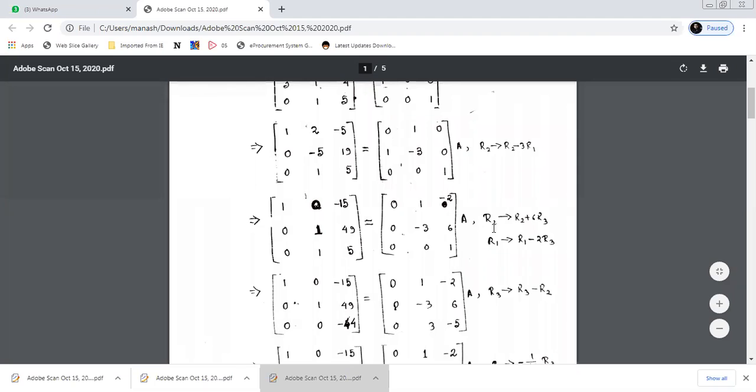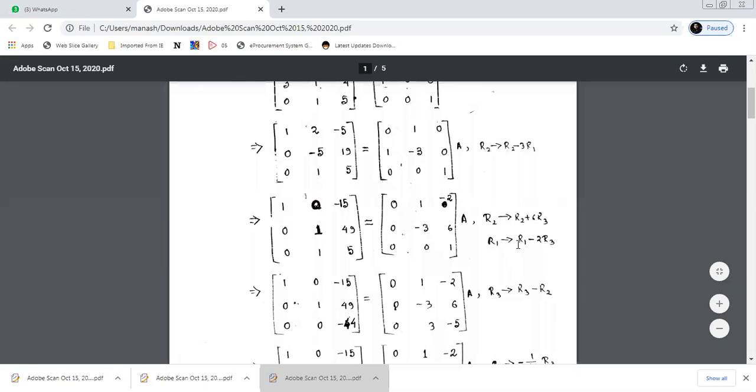So in the same step, see here what we have done. Row 2 tends to row 2 plus 6 row 3. So this element becomes 0. Minus 5 plus 6, it will be 1. 19 plus 30, it will be 49. And the next one is what?